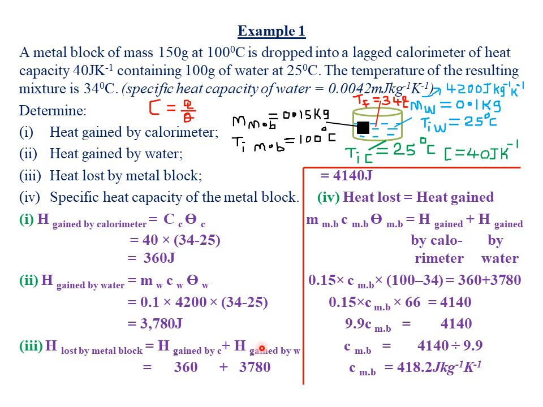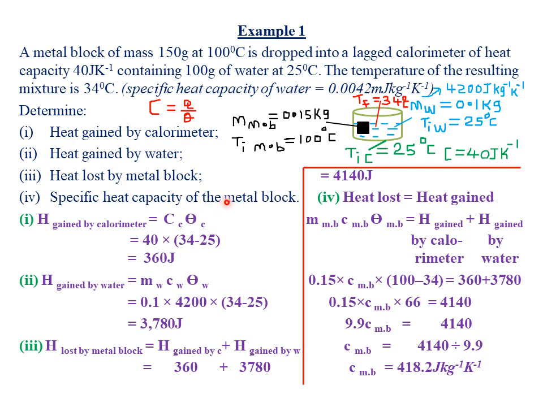And also remember that for this case, we are assuming that no heat is lost to the environment, such that all the heat that was lost by the metal block is equal to all the heat that was gained by both the calorimeter and the water. Therefore, heat lost is equal to total heat gained. So the heat gained by the calorimeter was 360 joules plus the heat gained by water was 3780 joules. So 360 plus 3780, you will obtain the total heat gained of 4140 joules.